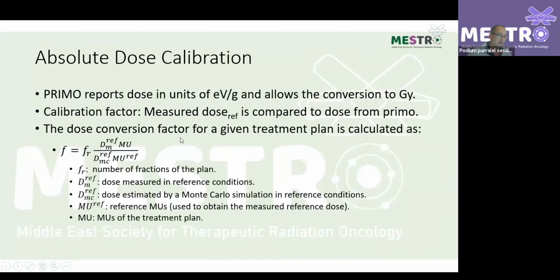PRIMO reports dose in units of electron volt per gram per simulated history. So a calibration factor is needed in PRIMO to convert electron volt per gram to gray. To do this, the measured dose at a point in reference condition, water phantom, field 10 by 10, SSD 100, is compared to the dose given by PRIMO. So the dose conversion factor F is proportional to the dose measured under reference condition divided by the dose under the same setup given by PRIMO.